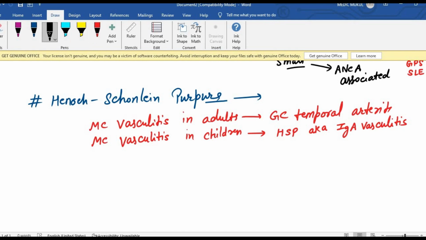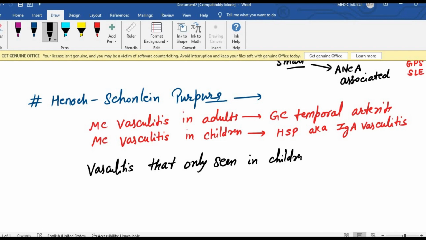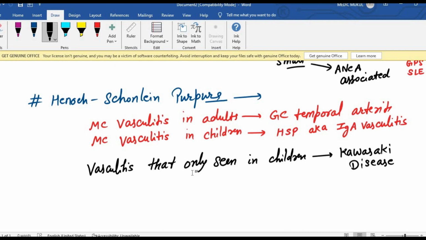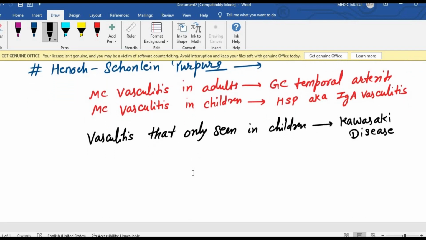There is one more thing: the vasculitis that is seen only in children. That is Pan Khata Bacha. The child is doing Khata, Khata means eating; children keep eating. So the vasculitis seen only in children is Kawasaki disease. Now, let's continue further with Henoch-Schonlein purpura, HSP.